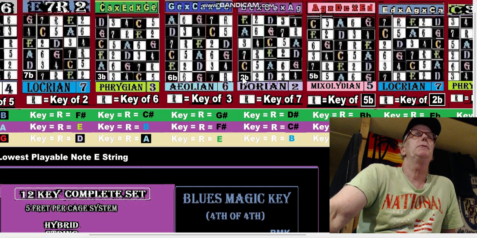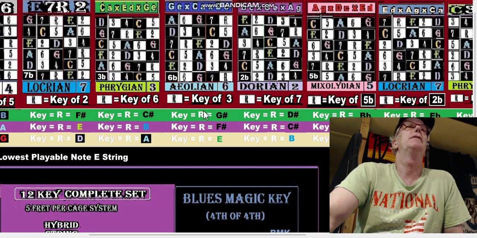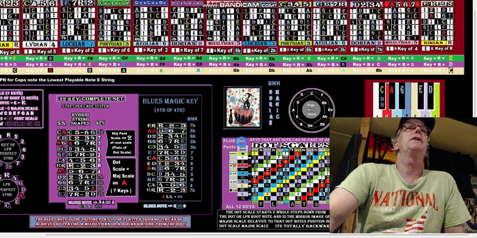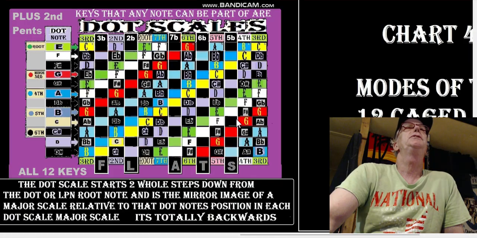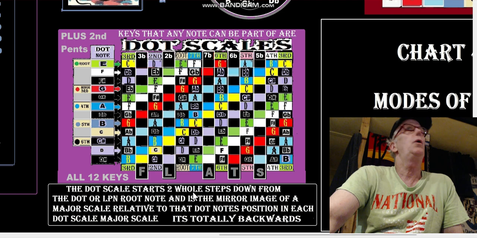The key of E, we got E, A, D. 1 up from D is E flat. Proof enough. So let's see what else we can get from here. I want to talk about the dot scales and how they go backwards. You should see this. The dot scales start 2 whole steps down from the dot or lowest playable note, root note, and is the mirror image of the major scale relative to that dot note's position in each dot scale major scale. It's totally backwards.